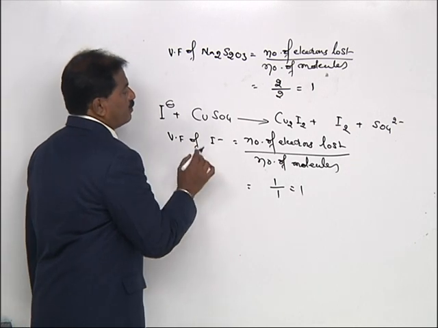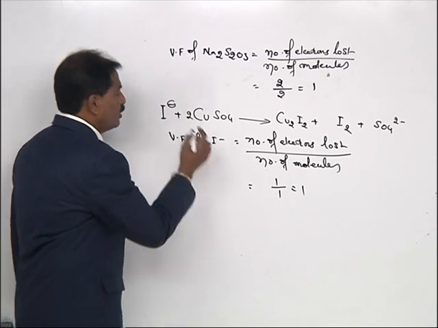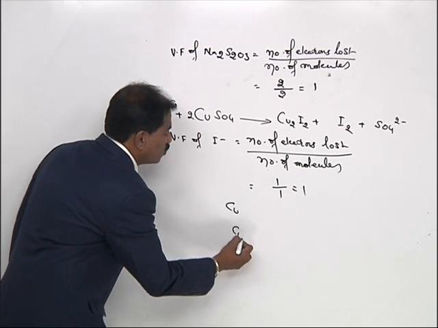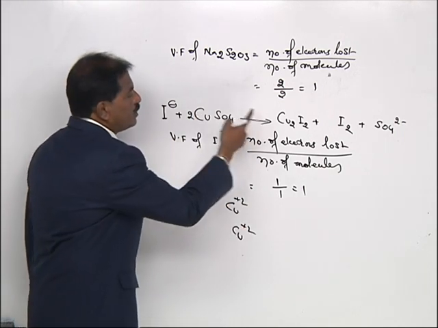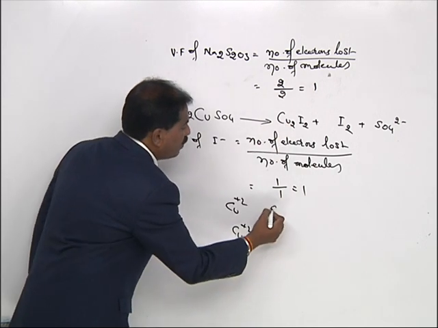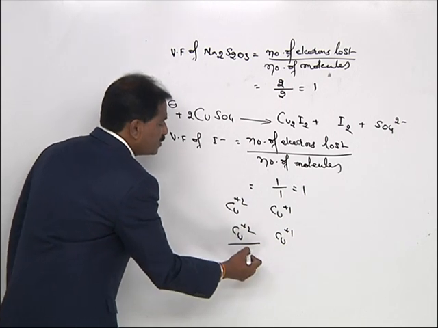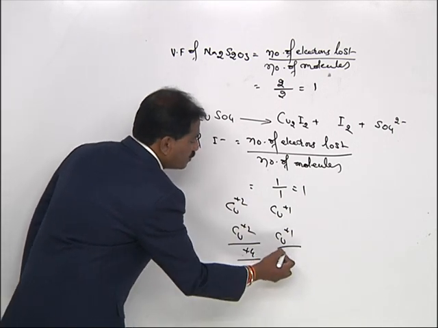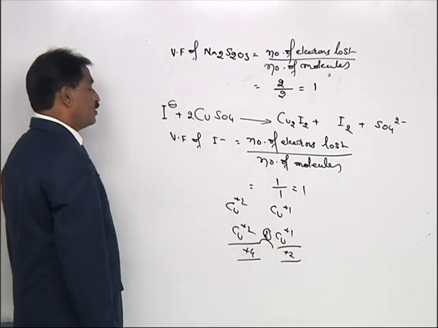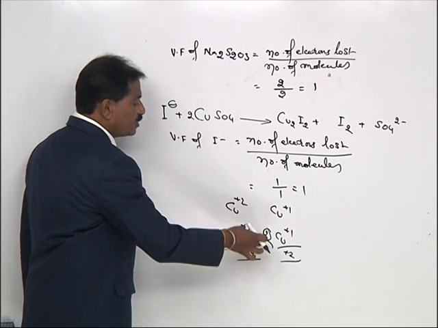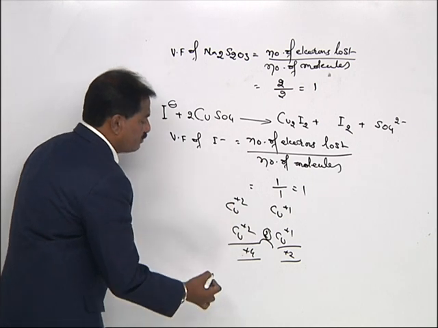Next, for copper. For copper, we have to balance these copper atoms first. Here, on the reactant side, we have 2 copper atoms. Each copper is in +2 oxidation state. On this side, the 2 copper atoms came here. The oxidation state of each copper is +1. Therefore, total oxidation state here is +4 on the reactant side and +2 on the product side. So, the difference is 2 units. That means this copper sulfate is gaining 2 electrons. So, how many molecules are gaining 2 electrons? 2 molecules.